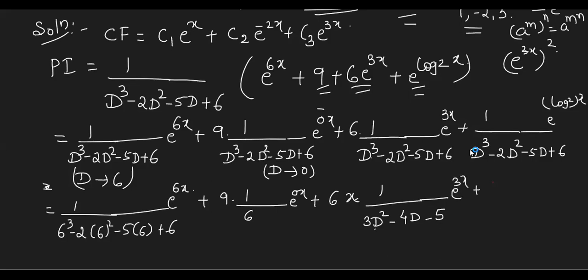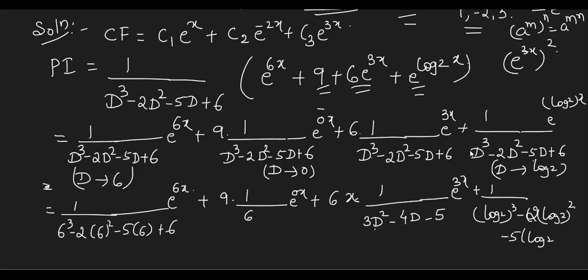Now, what is the coefficient of x here? What do you see before x? Log 2. Surely log 2 never comes as a root. Okay, so replace all the d's by log 2. Just see how we'll do it. It is log 2 the whole cube minus 2 into log 2 the whole square minus 5 into log 2 plus 6, into e raised to log 2x.